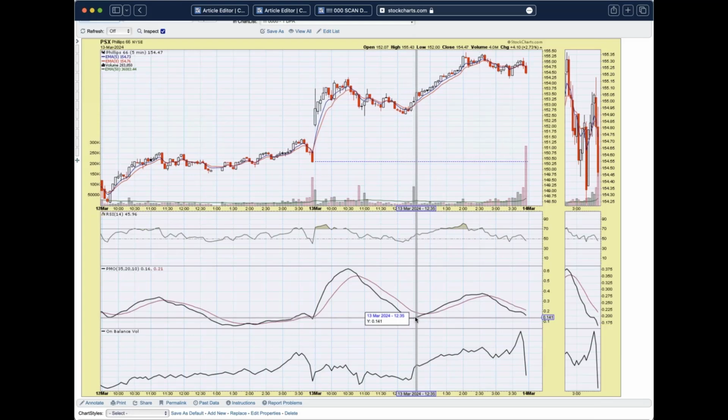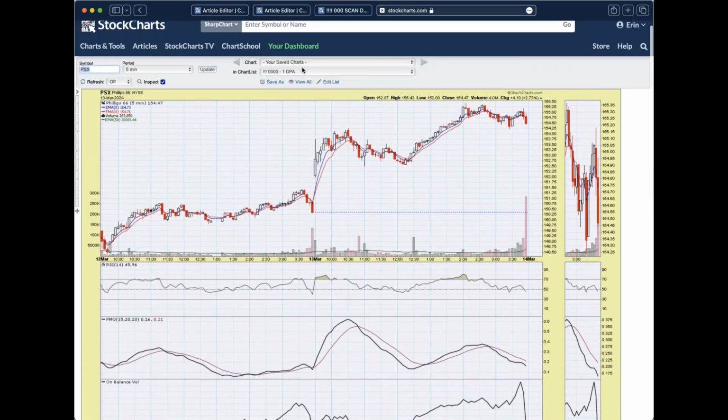But I have to say, if you look at the daily chart of this one, might as well share it. Why not? We have a little time.